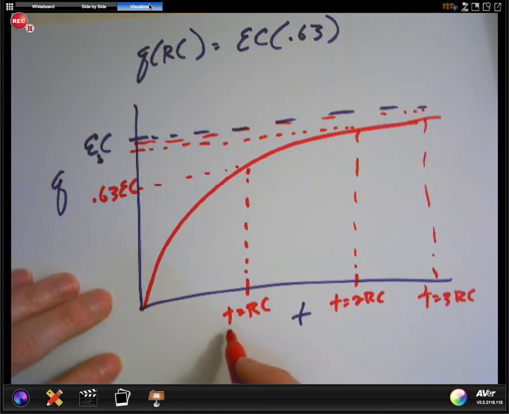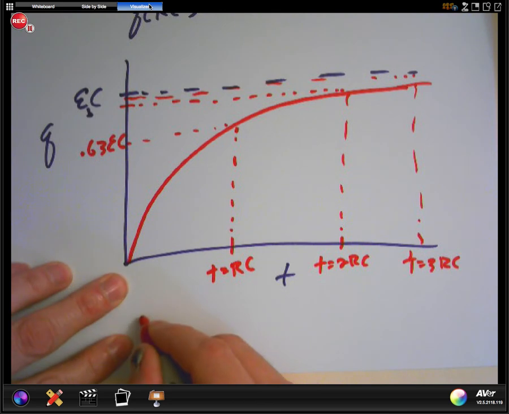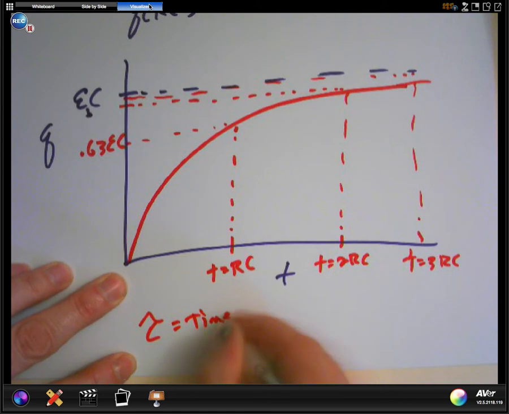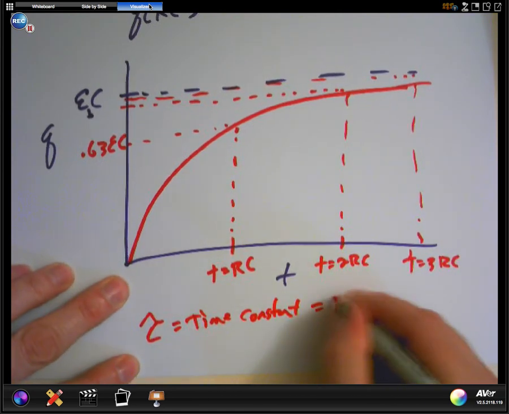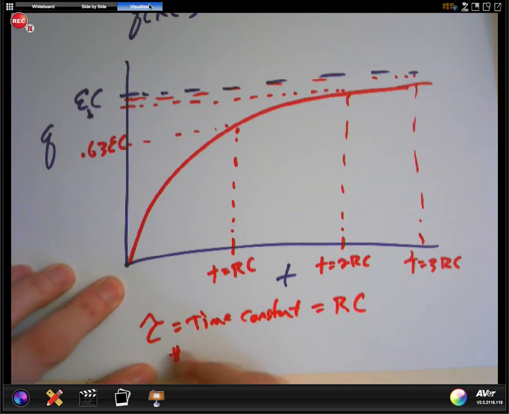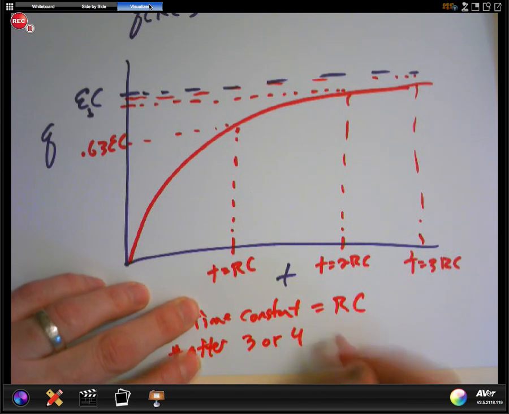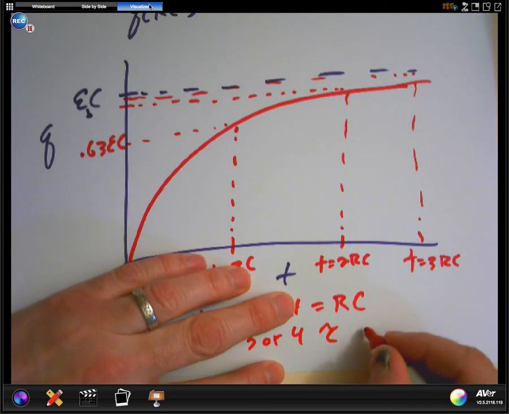So what engineers call this, and some physicists, but mostly engineers, they call this thing tau. So tau is what we're going to call our time constant. And tau is equal to the quantity R times C. So whatever the resistor is that's in line with our capacitor, we're going to call that the time constant. And what the time constant is going to tell us here is that after 3 or 4 tau, we can consider it to be fully charged.